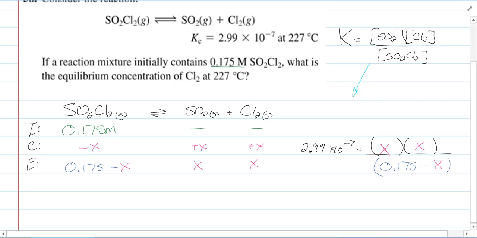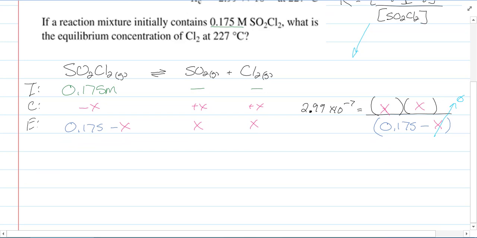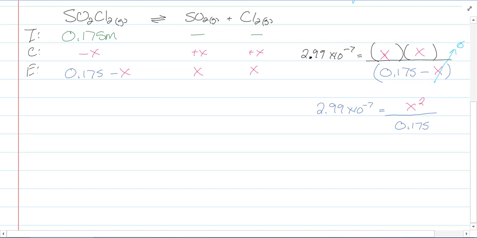Now, 10 to the negative 7 is a million times smaller than 0.1. So what I can do here is approximate this change to 0. That means I can write 2.99 times 10 to the negative 7 equals x squared over 0.175. So 2.99 times 10 to the negative 7 multiplied by 0.175 is 5.23 times 10 to the negative 8, and that equals x squared. Take the square root of both sides, and I get 2.29 times 10 to the negative 4 equals x, which is my Cl2 concentration, in molar, and we're done.